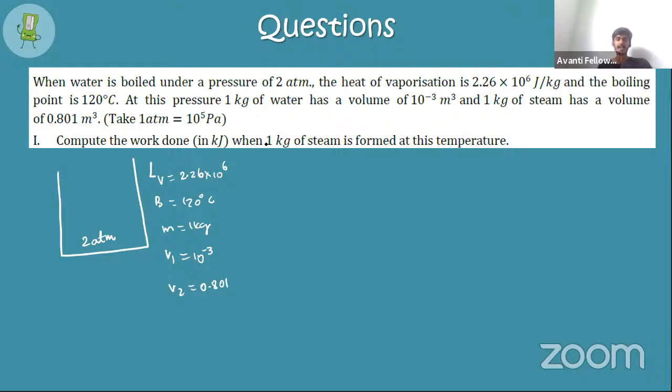Now can you compute the work done in converting water to 1 kg of steam? If I want to convert water to steam, how much work should I do? So here they have given pressure, they have given latent heat of vaporization, they have given boiling point, they have given mass, V1, V2, all are given. So you just need to tell me again.